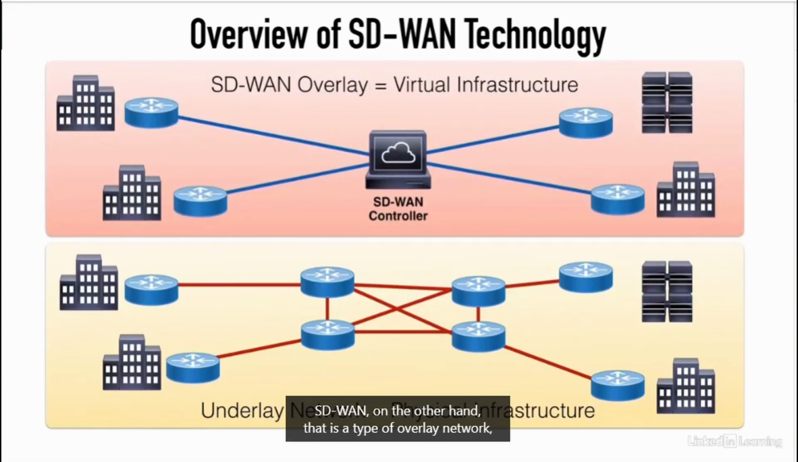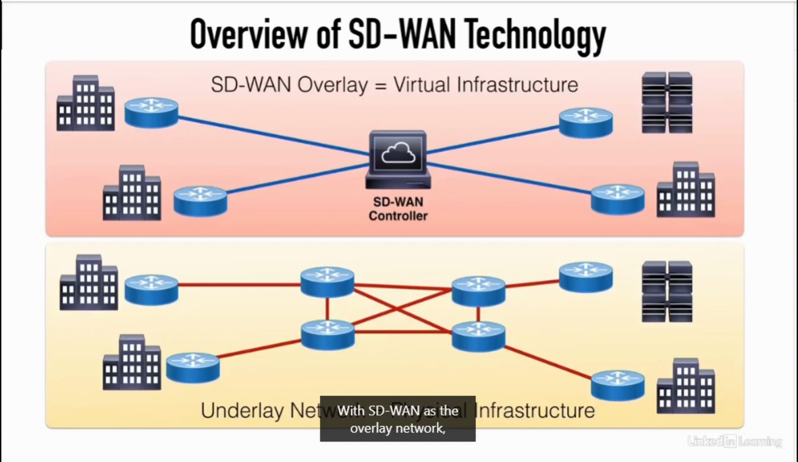SD-WAN, on the other hand, is a type of overlay network. And overlay networks are simply a virtual network built on top of an underlay network, or built on top of the actual physical infrastructure. Overlay networks aren't anything new. Those have been around for a long, long time. Overlay networks even include things like voice over IP or VPNs. Those run on top of the internet as an overlay.